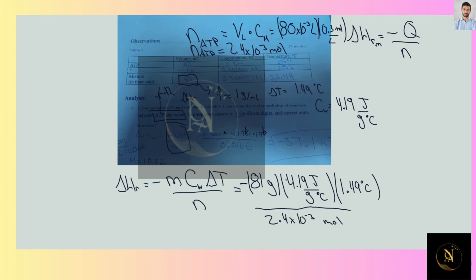Notice that the units are going to cancel out correctly. Grams cancels with grams, degrees Celsius with degrees Celsius, and our final result is going to be in joules per mole. So we're going to get 210,704.6 joules per mole, or if we want, 210.746 kilojoules per mole of ATP.